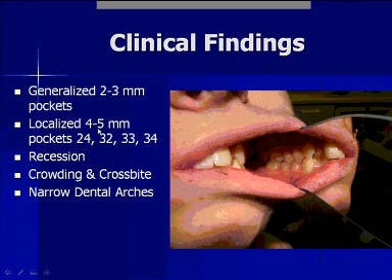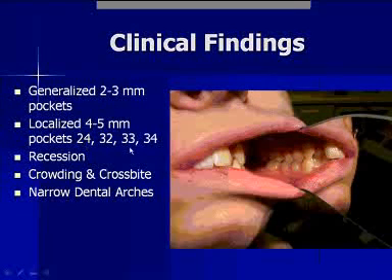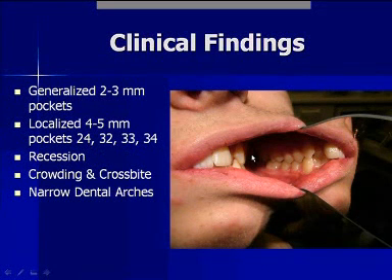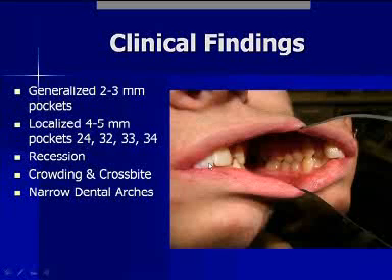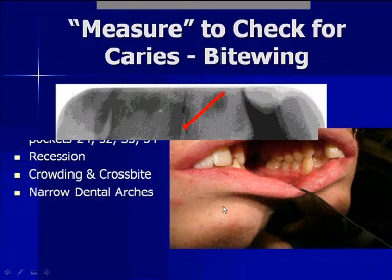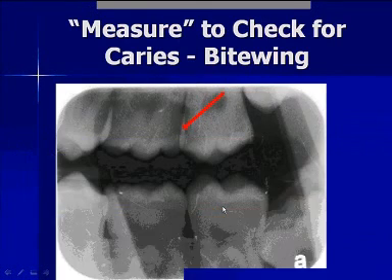He has generalized 2 to 3 millimeter pockets. He has localized 4 and 5 millimeter pockets. Now, I'm Canadian, so these are Canadian tooth numbers. This is in the second quadrant here on the upper left side, tooth number 2-4 has a 4 or 5 millimeter pocket. 3-2, 3-3, and 3-4 have recession starting. There's crowding, a dental crossbite. He also presents with narrow dental arches, and there's a few other things going on.